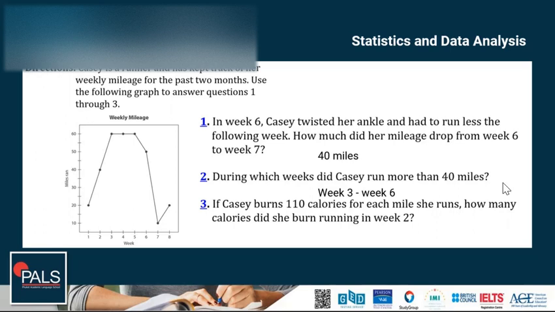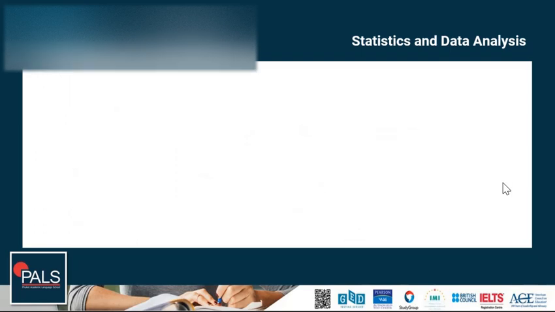Now, the third one: if Casey burns 110 calories for each mile she runs, how many calories did she burn running in week 2? So in week 2, there are 40 miles. So all we need to do is 110 calories times 40. We've got 4,400 calories.